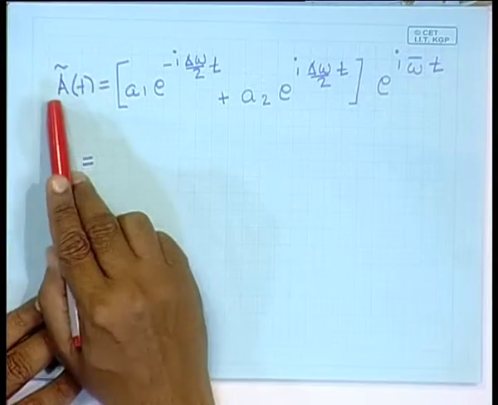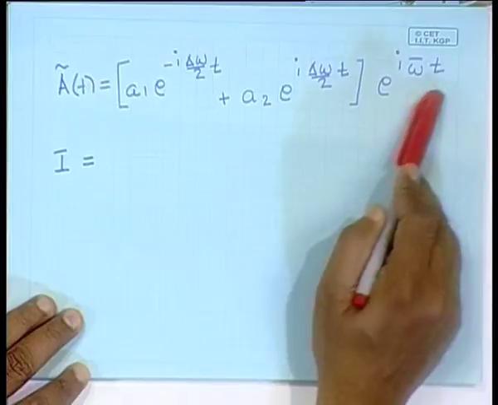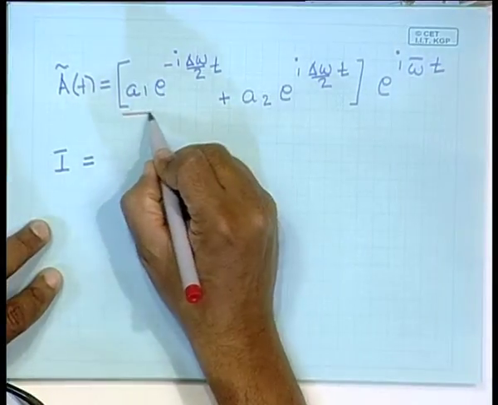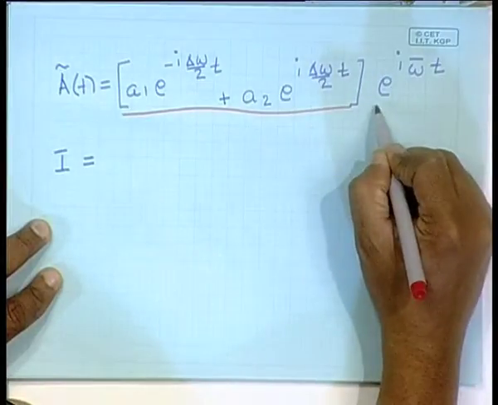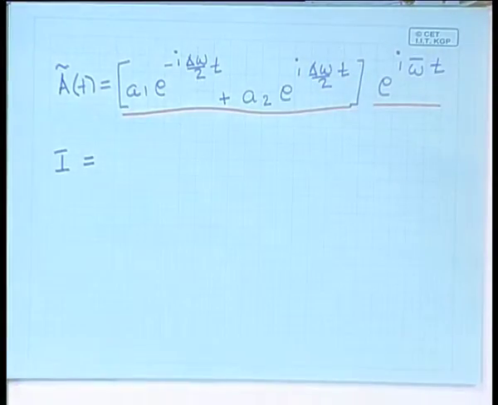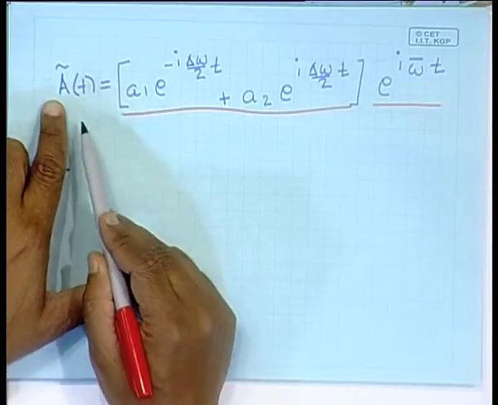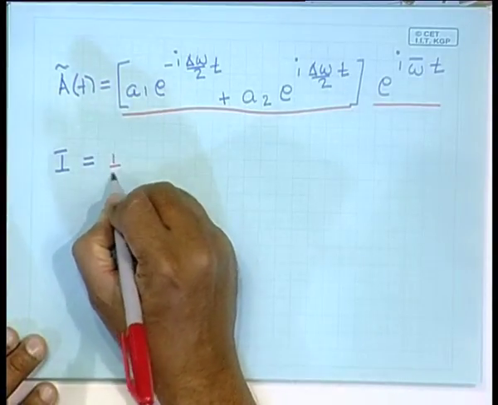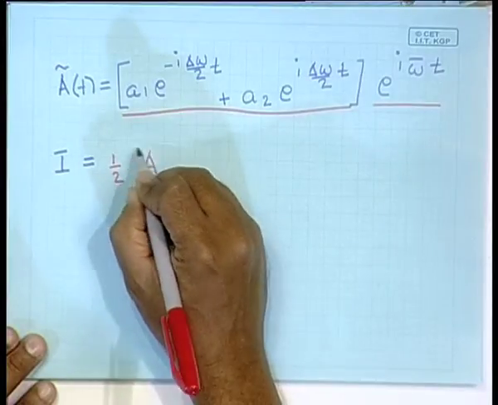So, we have the superposition, we have this kind of a wave which is a product of a slow variation here and a fast variation over here. And the question is, what is going to be the intensity? So, the intensity is the time average of the square of this with a factor of half, which I can write in this fashion.